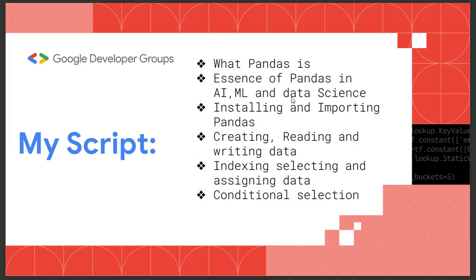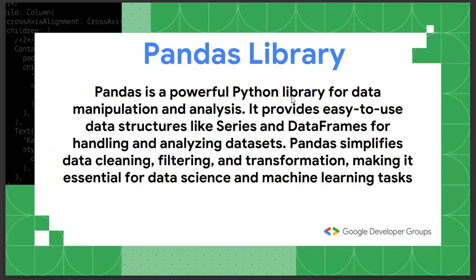Then we shall look at conditional selection. This is now advanced selection. We select with a given condition. So all this is what we're going to be covering for this episode of the KabAI series. So on to the first item.